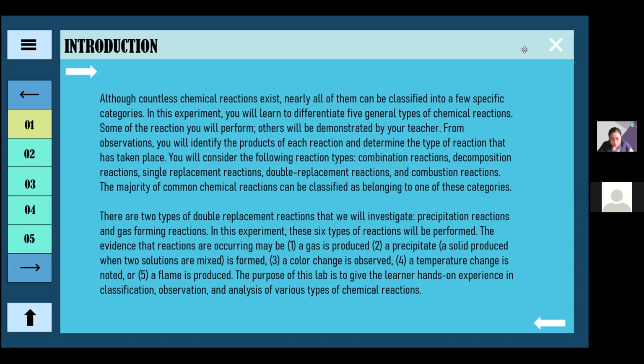The evidence that reactions are occurring may be a gas produced, a precipitate, a color change observed, a temperature change noted, or a flame produced. The purpose of this lab is to give the learner hands-on experience in classification, observation, and analysis of various types of chemical reactions.